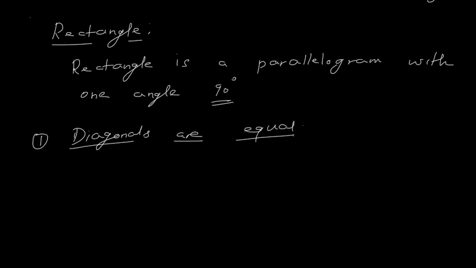Next type is, so rectangle, if I draw rectangle, it is something like this. Parallelogram with each angle 90 degree.